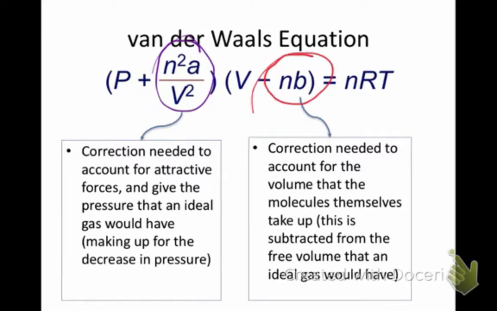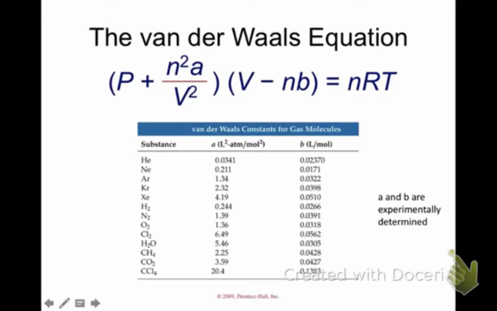And then we have the other correction that accounts for the volume of the molecules themselves. Hopefully you know that n is moles and V is volume. And then that leaves the a and the b. The a and the b are dependent on the specific gas.